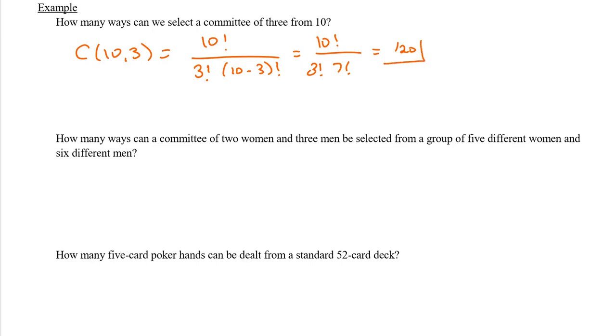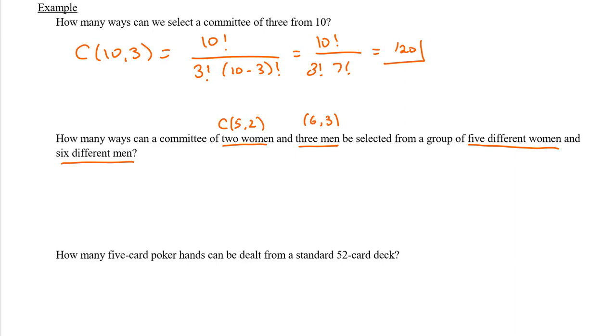Another example here, we have: how many ways can a committee of 2 women and 3 men be selected from a group of 5 different women and 6 different men? So right here, I need 2 women out of 5. So basically I have to take 2 out of 5, and then we have 3 men out of 6. So this is what we need. So how do you do that?